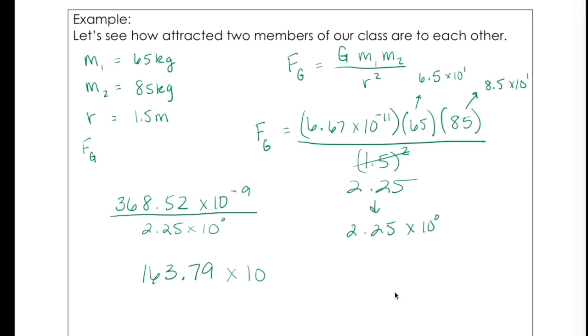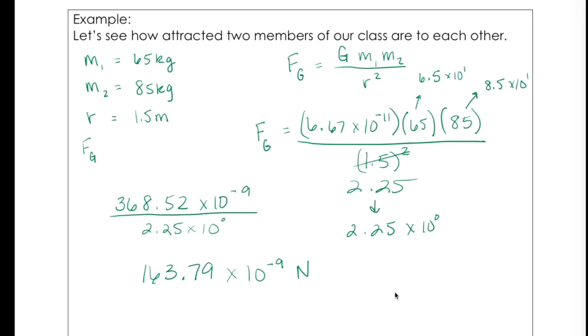Okay, and then we're going to have the times 10. Whenever you are dividing in scientific notation, you subtract the exponents. So you take the top number minus the denominator. Negative 9 minus 0, we're still going to have negative 9. So that is a correct answer, and that would be in newtons.